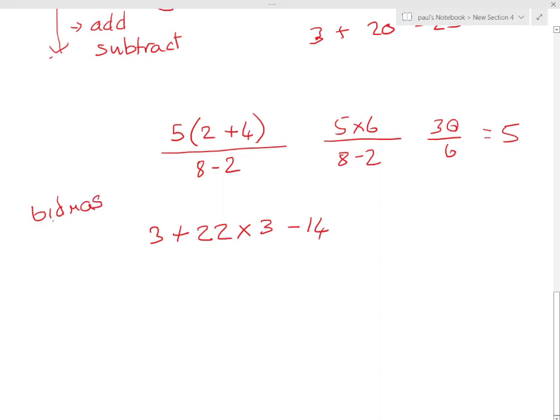So what are we going to do? Brackets, there aren't any. Indices, there aren't any. Divide, there isn't. Multiply is the first thing to do. So 22 times 3 is 66. And then we've got the plus 3 there and the minus 14. And then we do the add. So that becomes 69 minus 14, which is 55. Do things in the right order and we're absolutely fine.